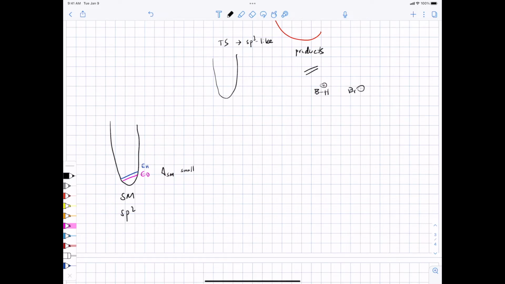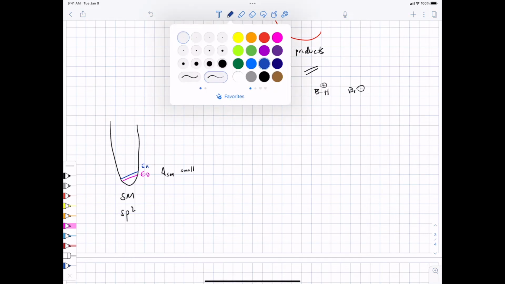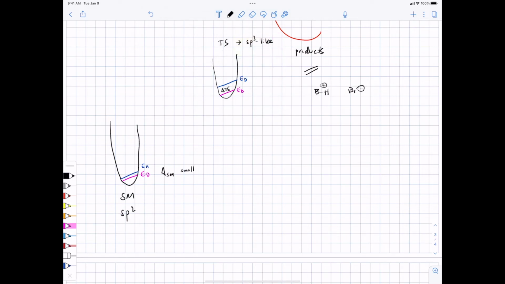And in that case, the force constant goes larger because the bond is more sterically encumbered and less free to move around. I'm exaggerating here, but the energy difference here for the transition state is large, such that it's greater than the energy difference for the starting material.